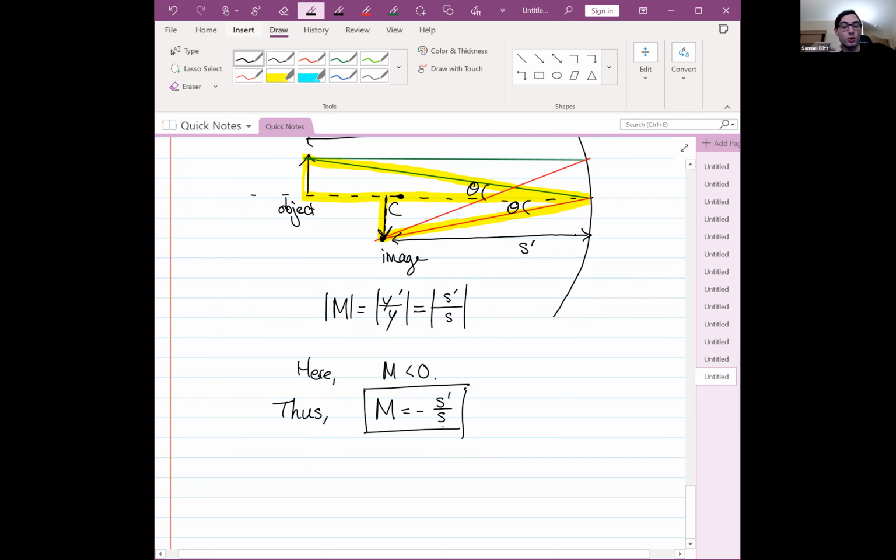And you could check that this would work for any image formed by any spherical mirror. And in fact, this is generally the magnification for most optical devices that have the image and the object both in air. We're going to talk about having the image or the object not in air in a minute, but when they're both in air, this just generally is the magnification formula.